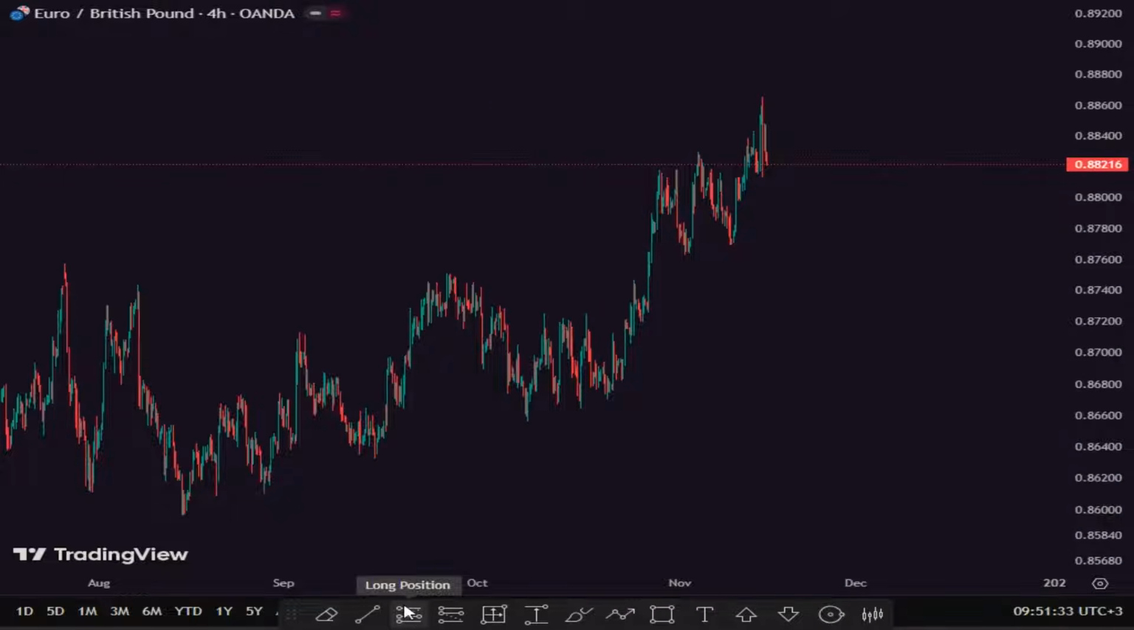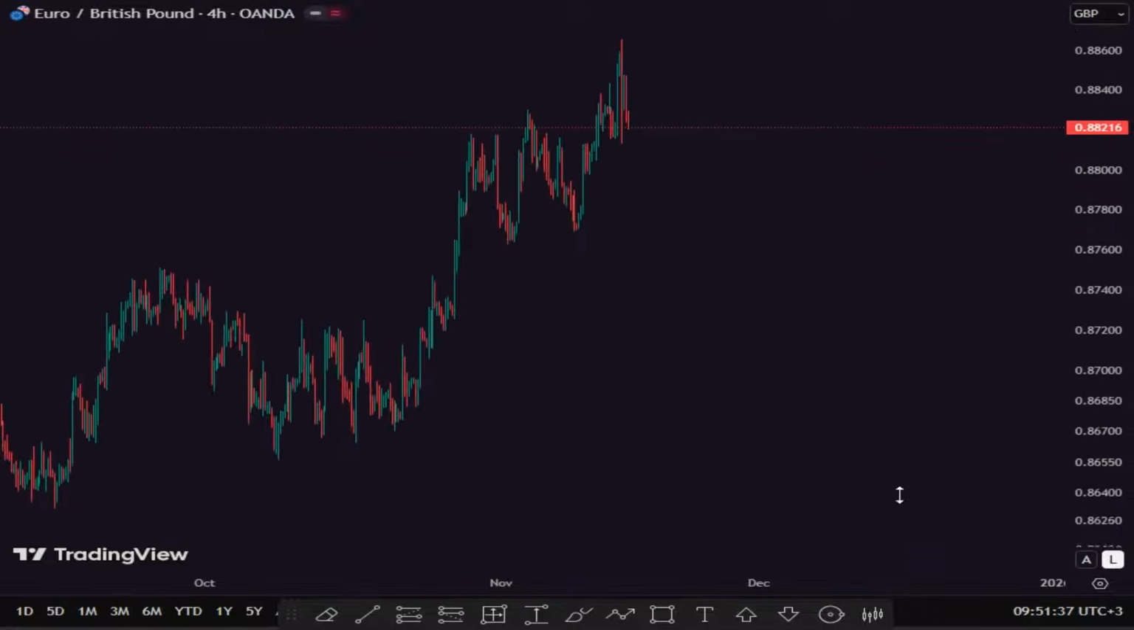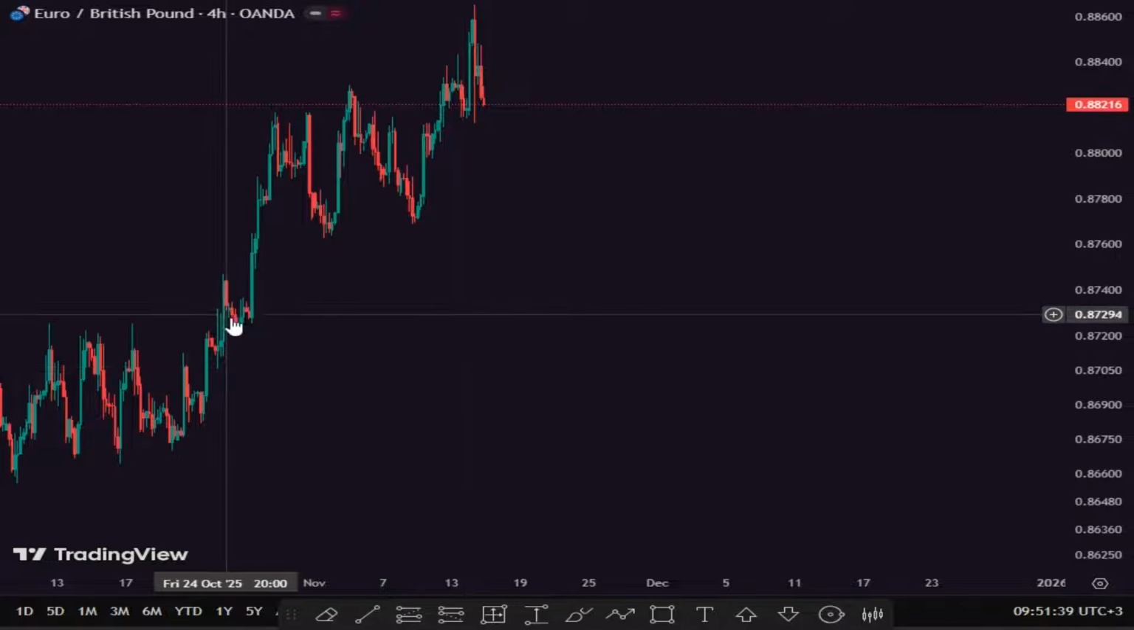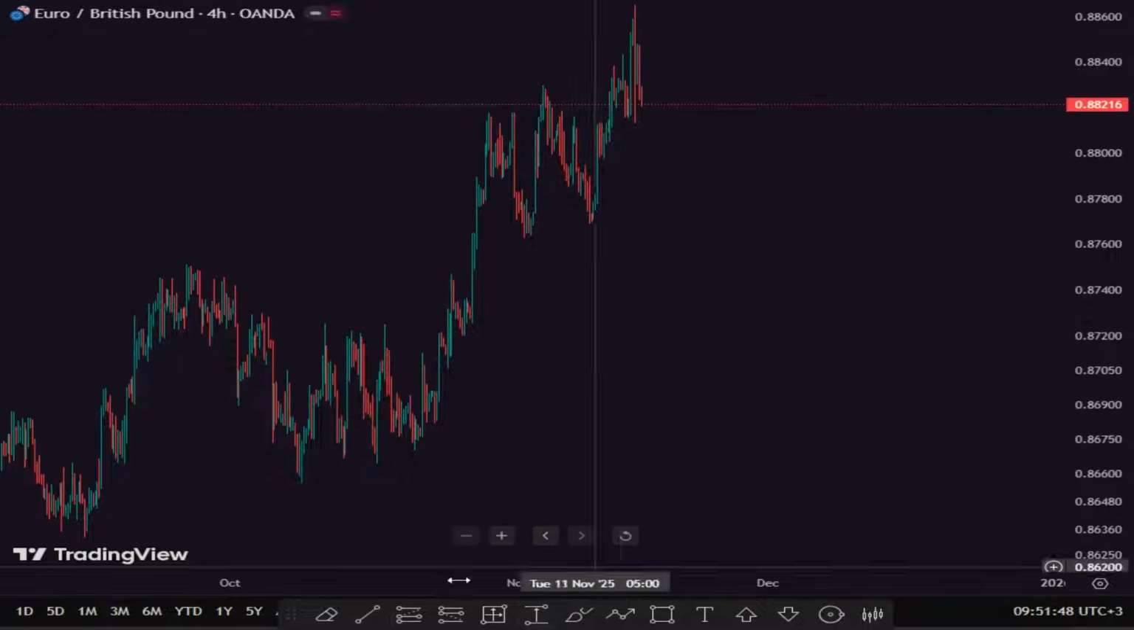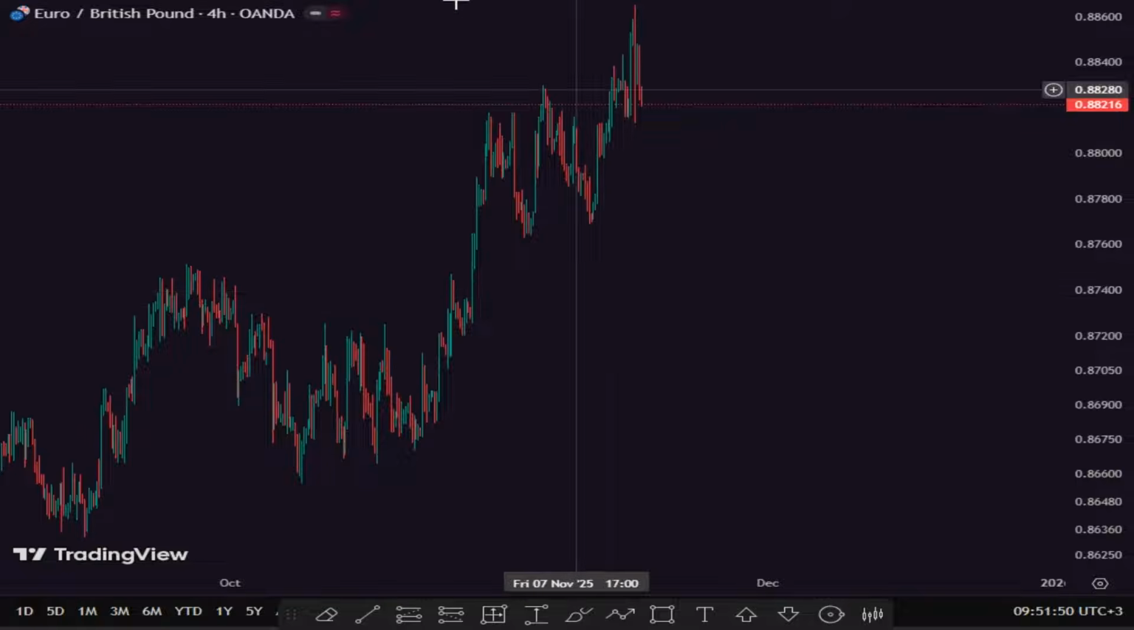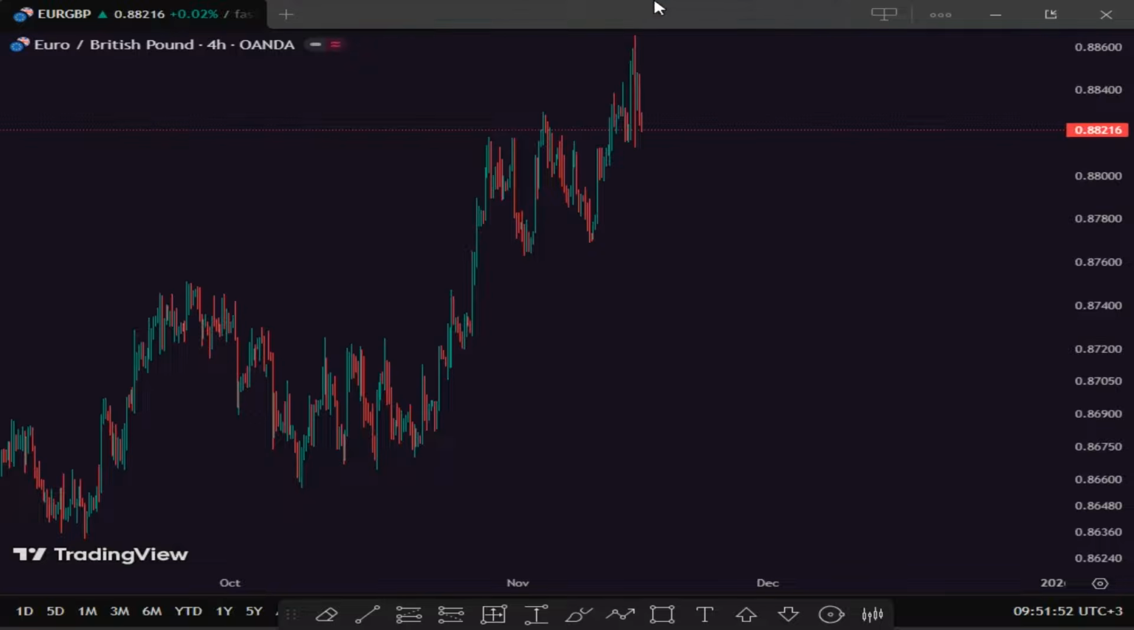But then now let's use the long position and short position, right? So let's say you did take your entry position around maybe this level right here. I don't know why it's not clicking. Just a minute, let me see.